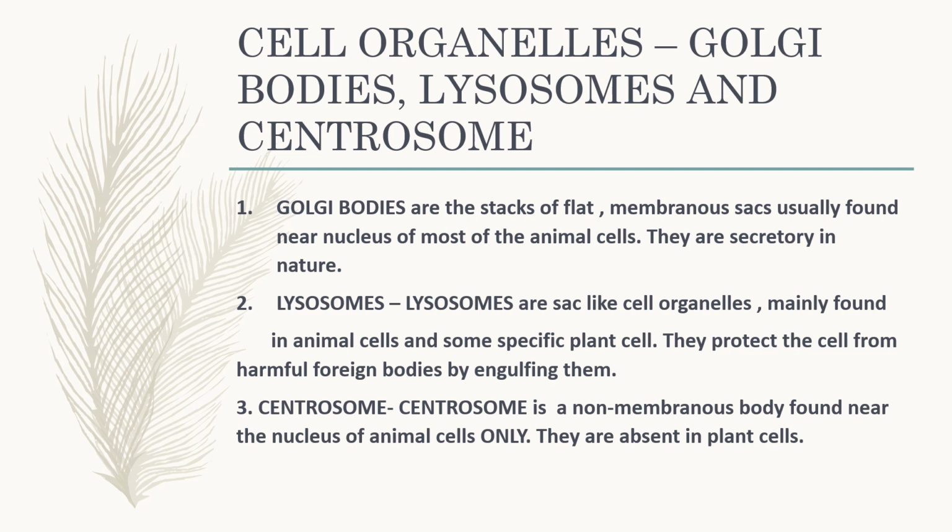Lysosomes are the sac-like cell organelles mainly found in animal cells and some specific plant cells. Their function is to protect the cell from harmful foreign bodies by engulfing them. Centrosome is a non-membranous body found near the nucleus of animal cells only. They are absent in plant cells.